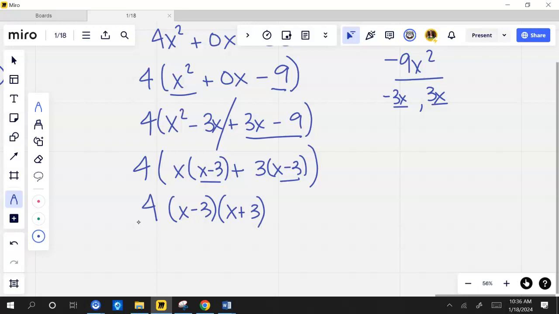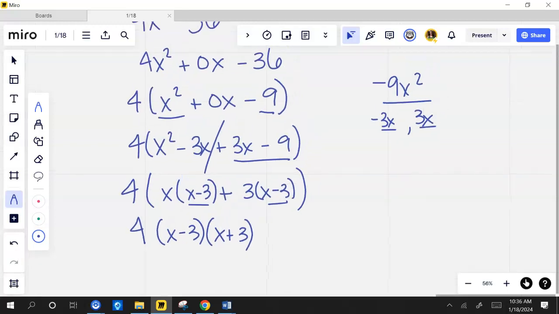How are you feeling so far? Good. Let me kick it up just a little bit more then. Last example, and then I'll let you practice some.